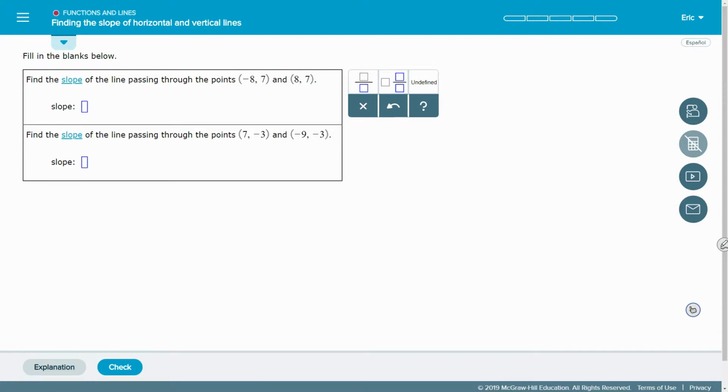Find the slope of the line passing through the points (-8, 7) and (8, 7). This is the beginning of information that Algebra 2 is founded on. Let's get into it. All points, coordinate-wise, are in the format of x, comma, y.